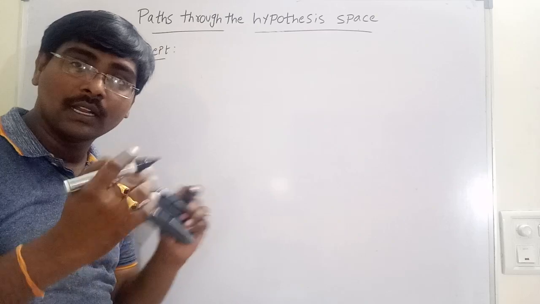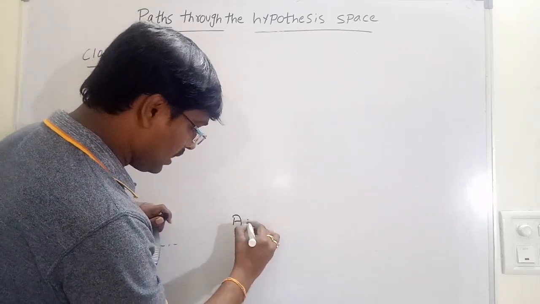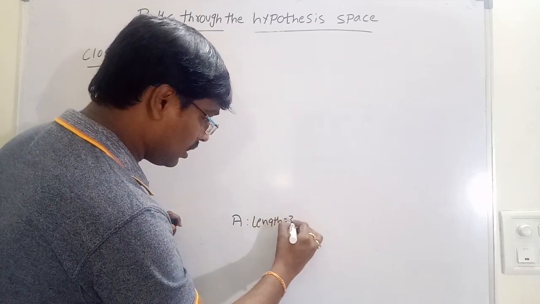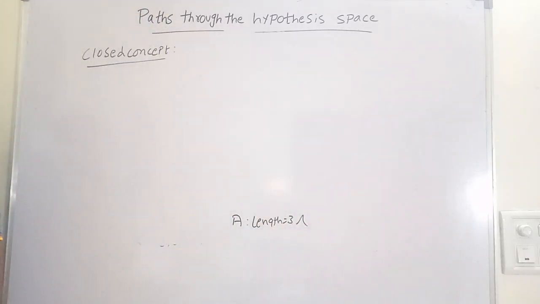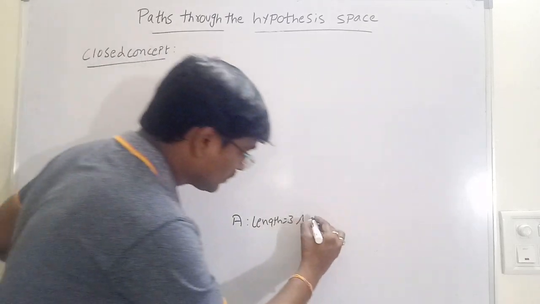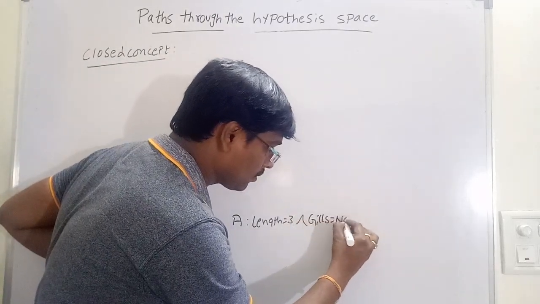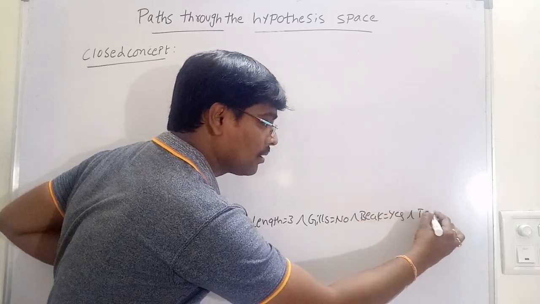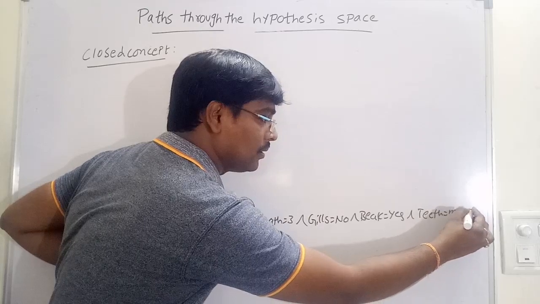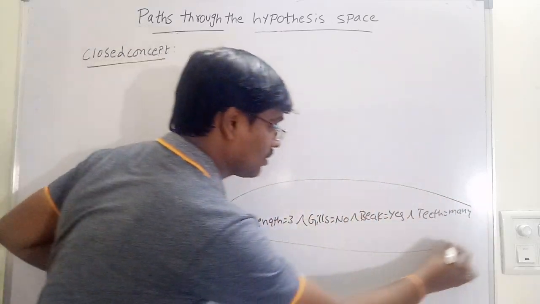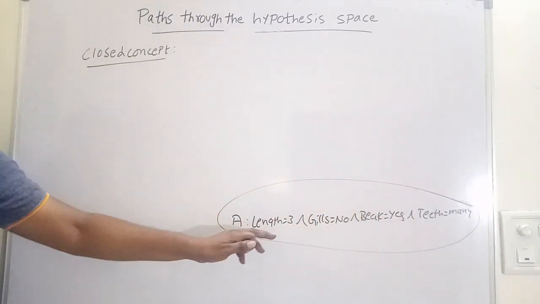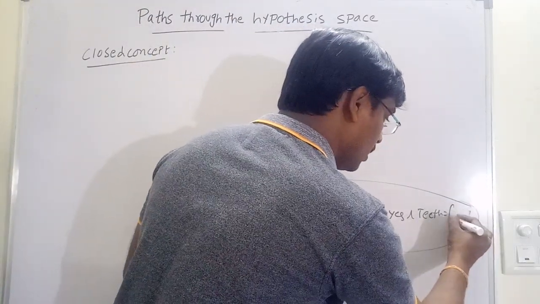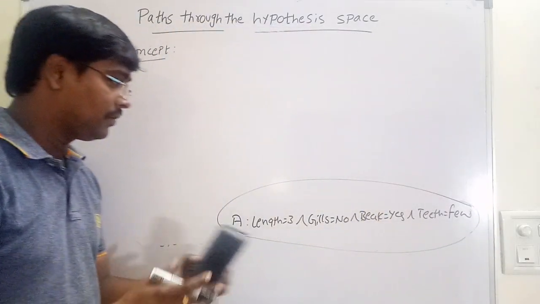Before this concept, I will explain one example. For example, A is equal to length is equal to 3. Suppose the example, length is equal to 3, gills is equal to no, back is equal to yes, teeth is equal to many. For example, length is equal to 3, gills is equal to no, back is equal to yes. So suppose the teeth is equal to few. Suppose I write any example, for example, this one.